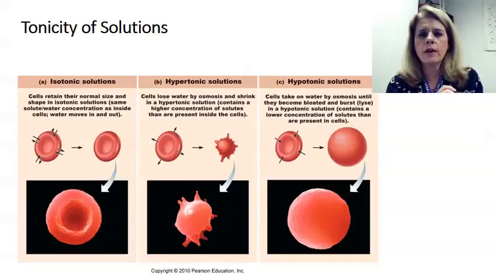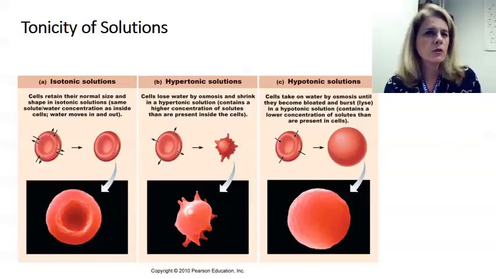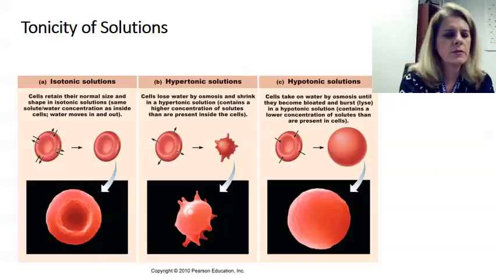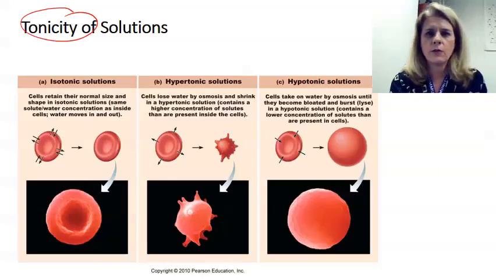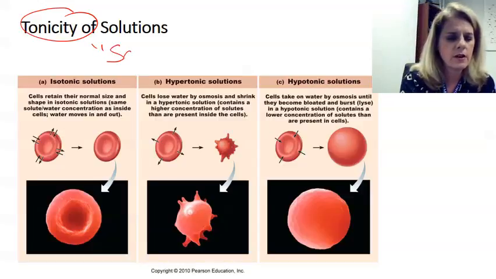And this is important in a real life situation. When you're thinking about if you're going to give someone an IV, you have to think about what happens if you put someone's cells in a fluid that's either too salty or not salty enough. And so we use the word tonicity, and for the ease of understanding at this point, you can just call this saltiness.